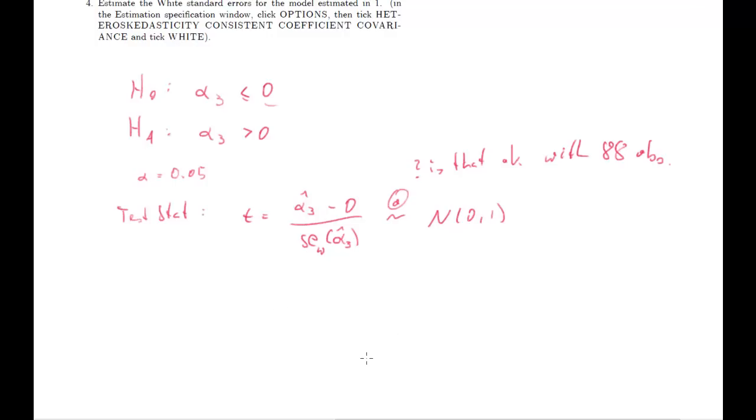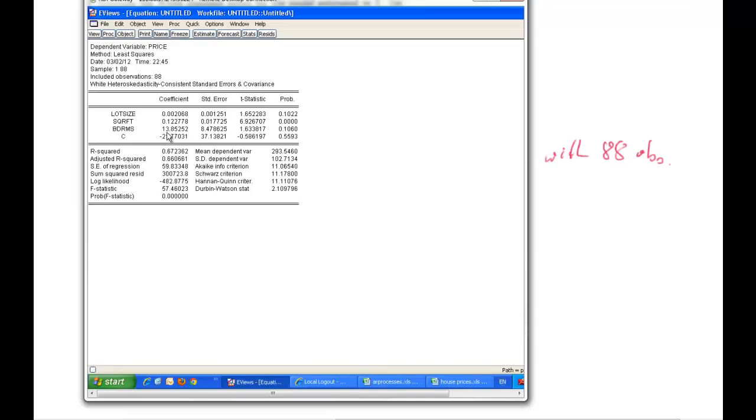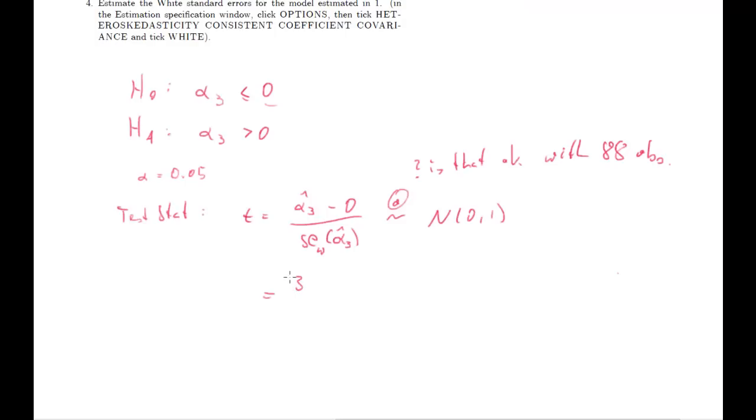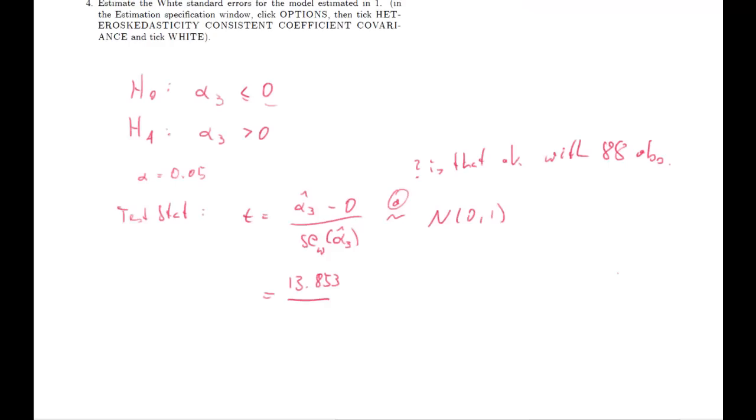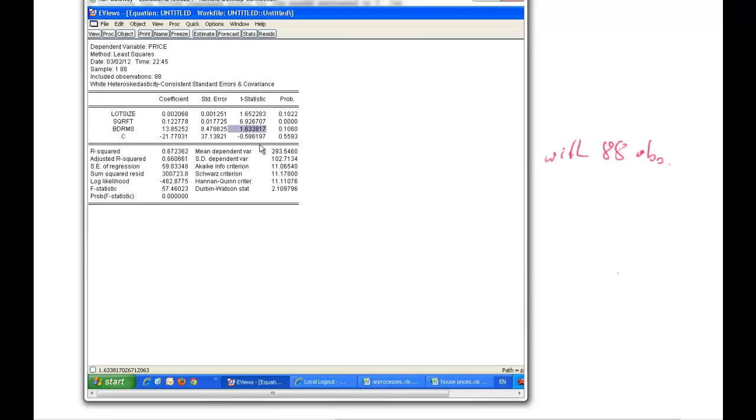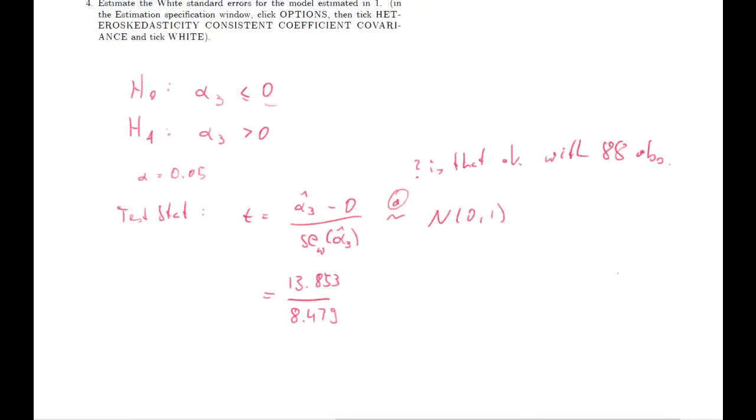So what we want to calculate, we need the estimated value for alpha 3 for the bedrooms variable, which is 13.853. That is 13.853 divided by the standard error we got, 8.479. In fact, we can get the t-stat from here as well, 1.634. We can use the EViews t-stat because our null here is that the coefficient is equal to 0.